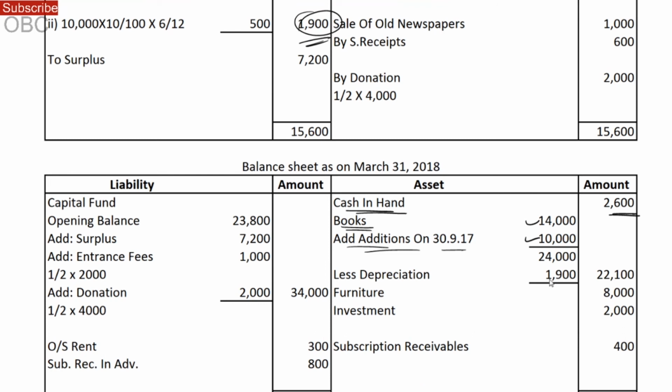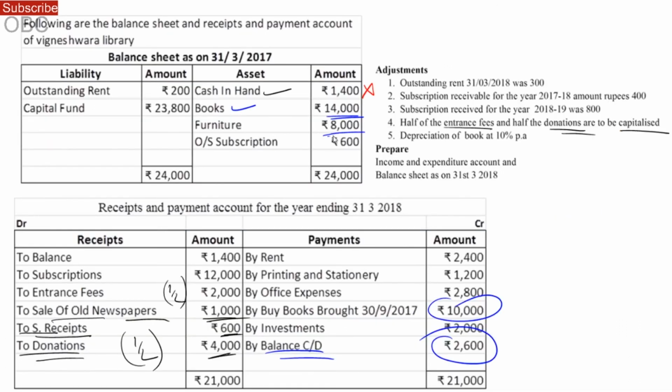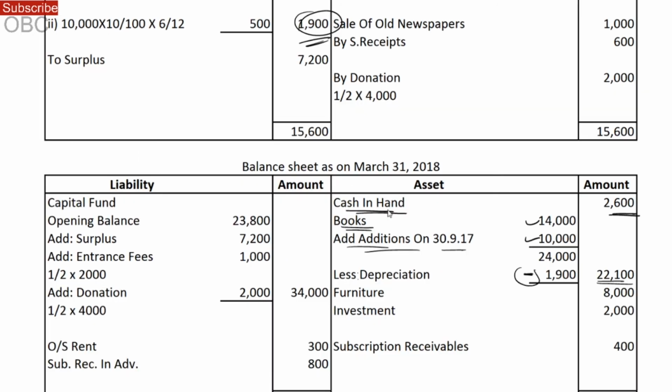So directly subtract 1900 from the books. So that will become 22,100. So here we completed the books part. Next, furniture 8000 is there. We don't have any entries regarding the furniture. Just post as it is. So furniture should be posted 8000.